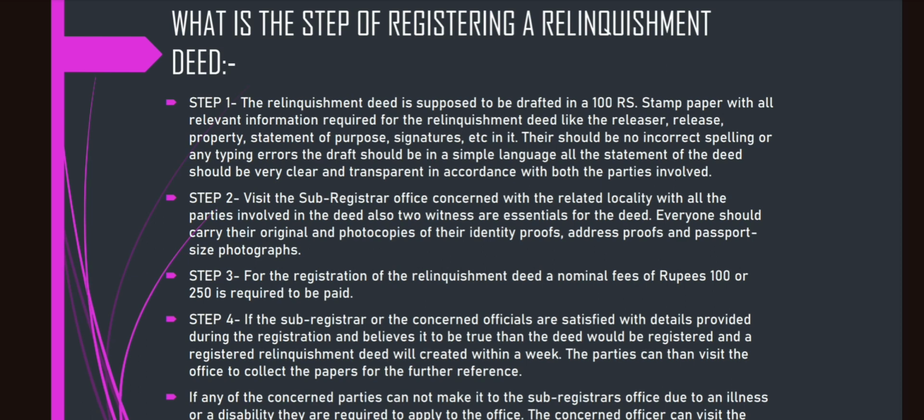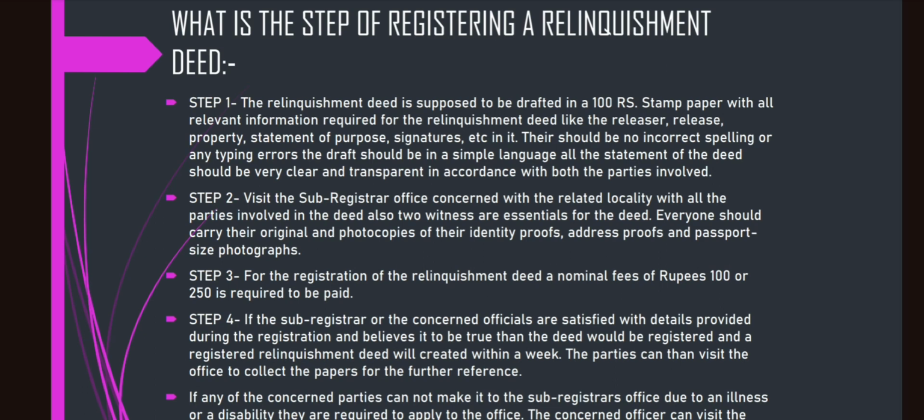Now, step 2: after drafting the relinquishment deed, one should visit a sub registrar office in the related locality with all the parties involved in the deed and two more witnesses. This is a very essential part of the deed. Everyone going to the sub registrar office should carry their original and photocopies of their identity proofs, address proofs, and passport size photographs.